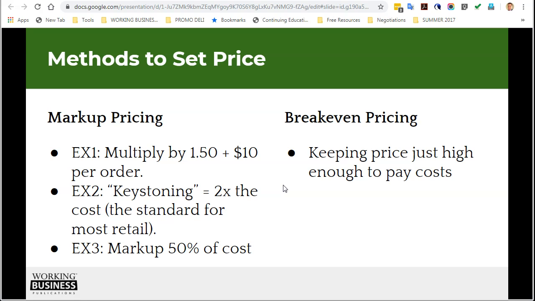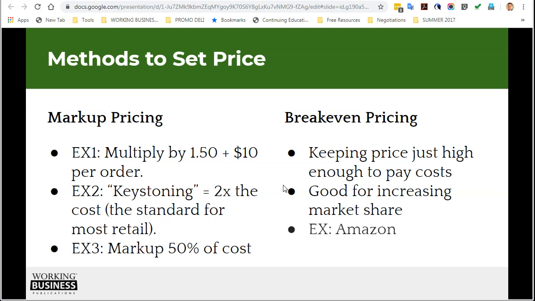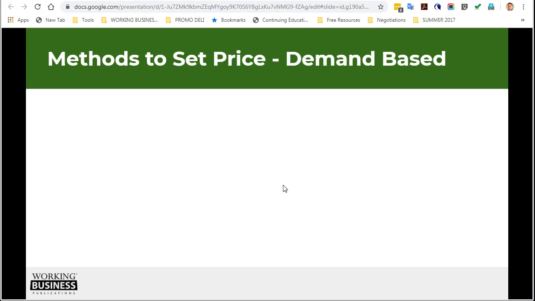So that if you understand your break-even pricing, you might run that as an introductory price to keep prices just high enough to pay your costs and in order to get a lot more sales. It's good for increasing market share. For example, Amazon did that. Oftentimes, businesses where they need to get up to speed, then they offer this type of pricing.